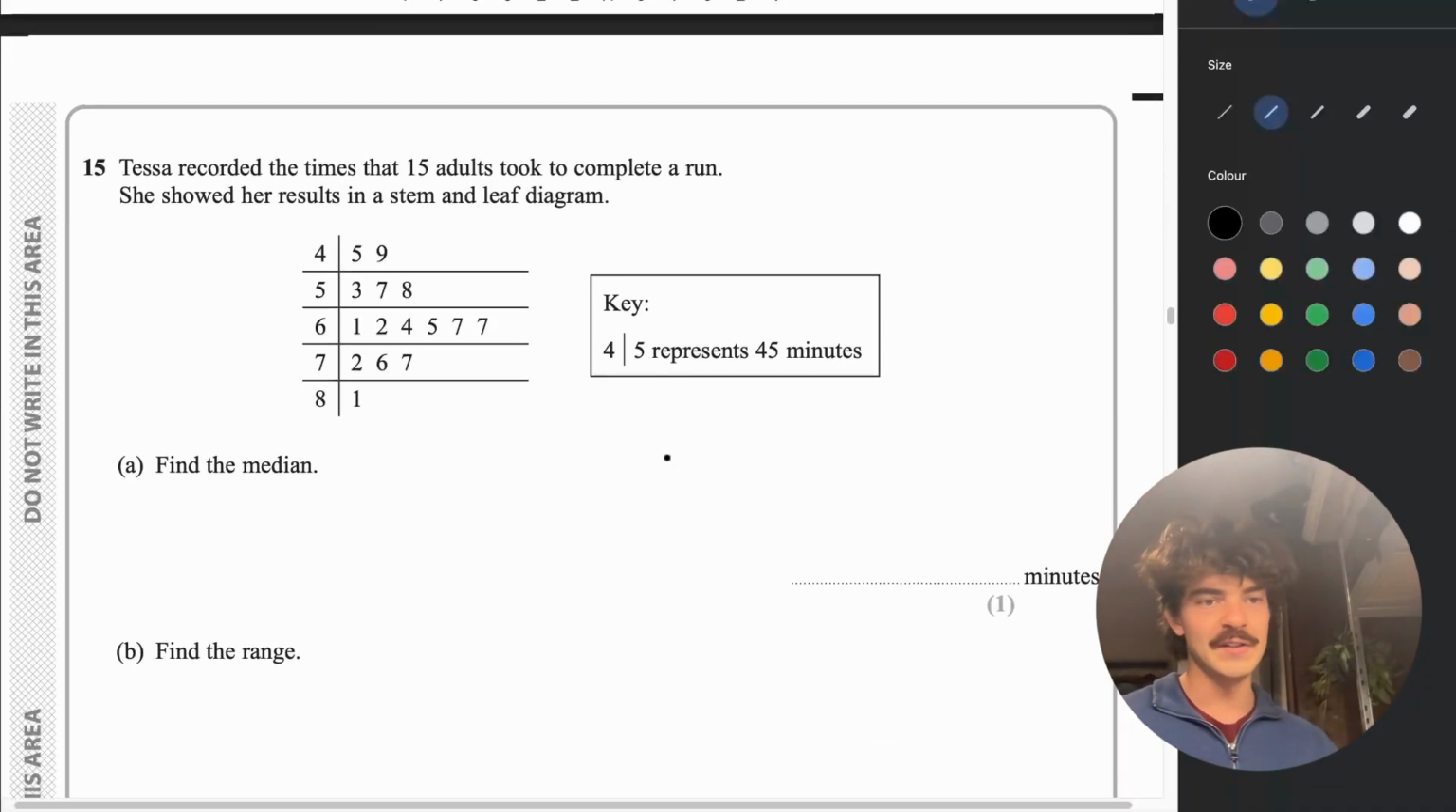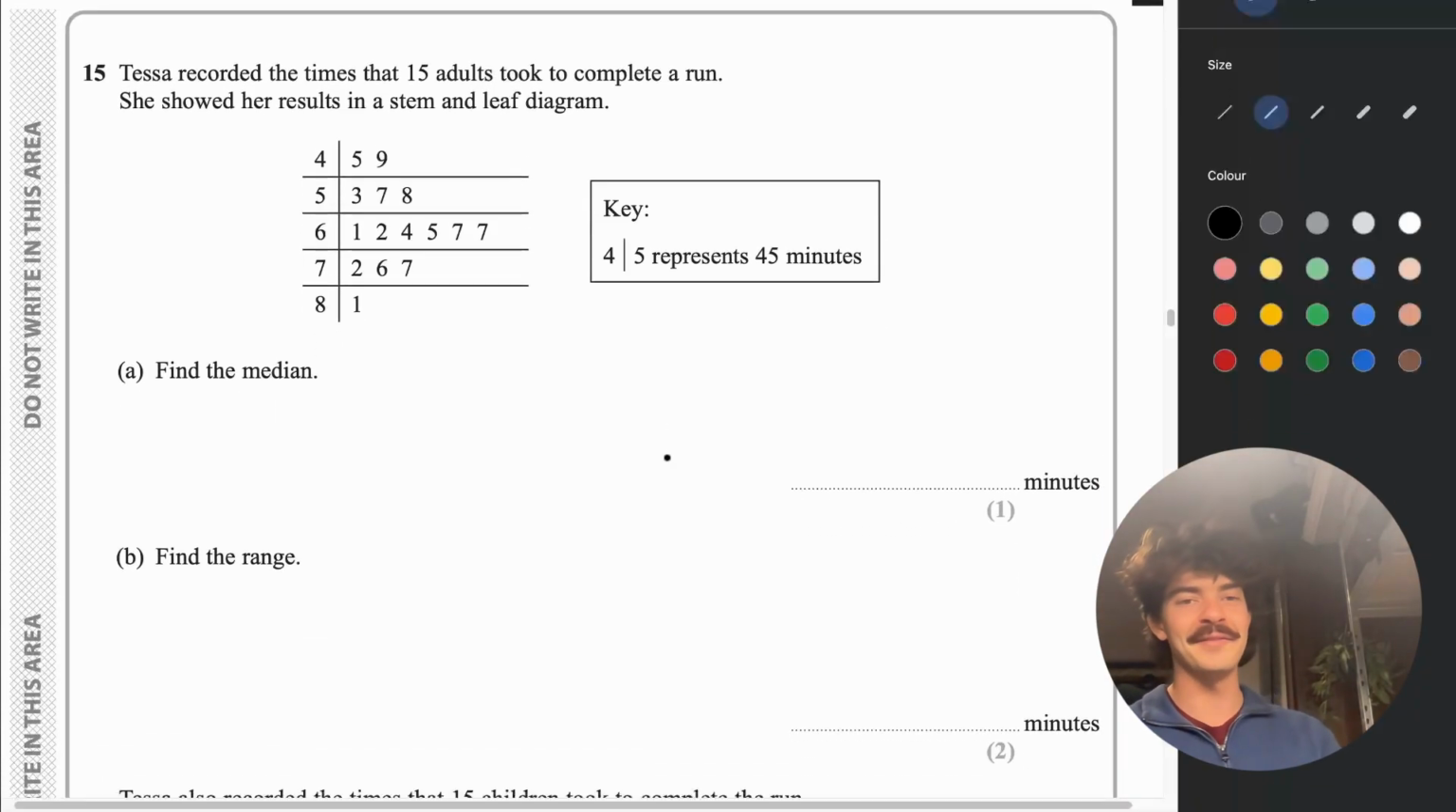Okay, on to question 15 next. We have a stem and leaf diagram. Tessa has recorded the times that 15 adults took to complete a run, okay, where the number on the left represents the tens and the number on the right represents the units of that time. So, for example, this 4-5 would be 45 minutes, the 4-9 would be 49 minutes.